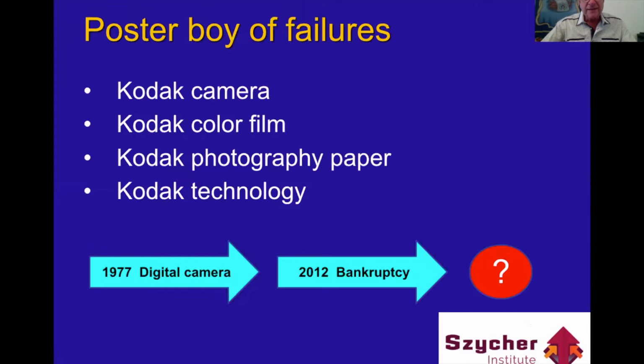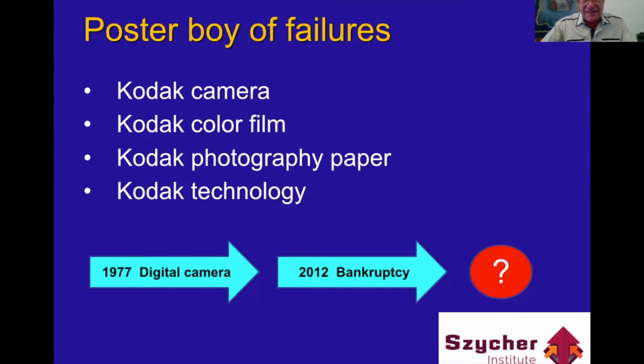Well, Kodak essentially is the poster boy of all failures in the past 50 years. There was a time when if you took photographs, you used a Kodak camera. You used a Kodak color film cartridge. You got your prints in Kodak photography paper, and you were using all of Kodak technology. They were the place to go. Kodak used to say, you press the button and we do the rest. So you used to get a Kodak moment.